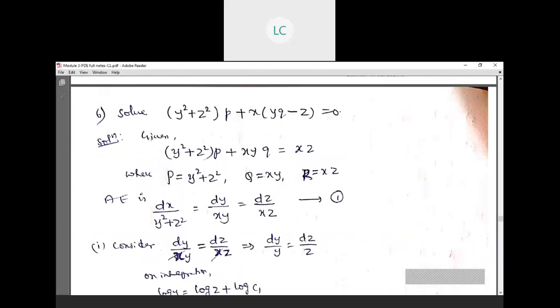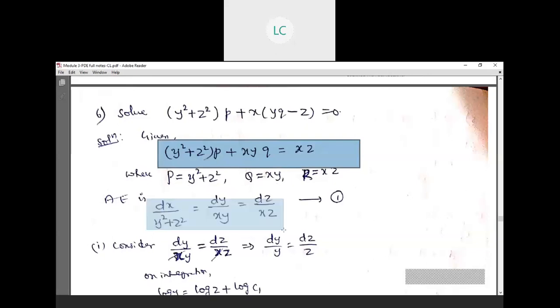Now consider the given equation. First we should check whether the given equation is in standard form or not. See, this is not in standard form. First we have to make sure to write it in standard form. So xyq is equal to minus xz, shift it to RHS, we'll get xz. So now this is in standard form. So write what is p, q and r.